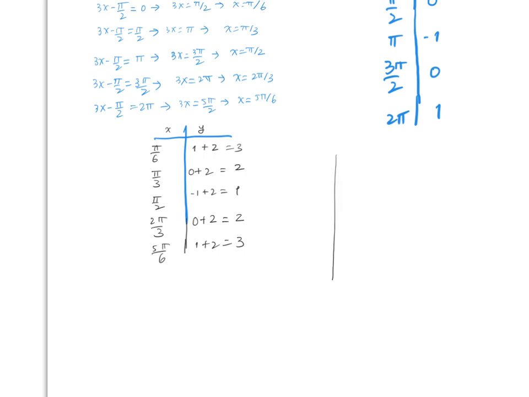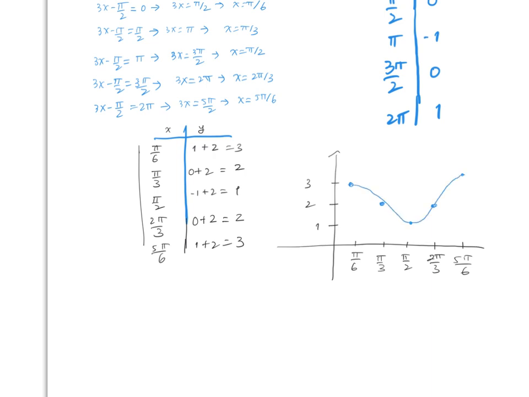Then when you do the graph, okay, so this is 1, 2, 3, and you start at pi over 6, pi over 3, so you plug in these values, pi over 2, 2 pi over 3, and then 5 pi over 6. So when this is pi over 6, remember this was equal to 3, then this was 2, and it was 1, back to 2, and then back to 3. And remember, the graph of cosine always has to look like this.